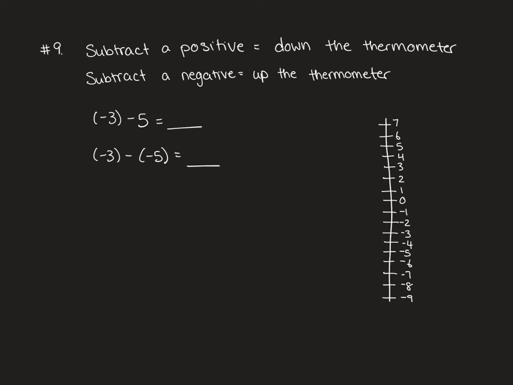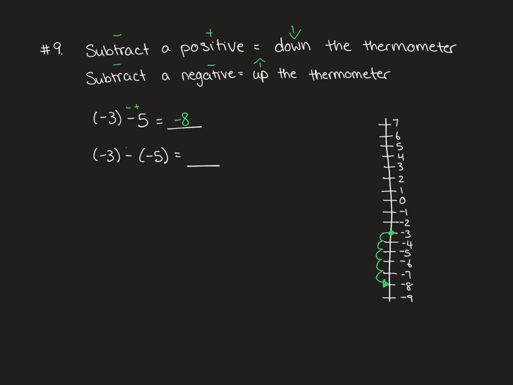Question 9 will get you to put this into practice a little bit of a different way, and they're going to get you to use the thermometer model. So they say when you subtract a positive, we're going to go down the thermometer, and when you subtract a negative, we're going to move up the thermometer. So if we look at our first one, 3 minus +5, if it's 3 minus 5, that's the same thing as minus +5. So when we subtract a positive, we're moving down. So we'll start at -3 and we'll go down 5. 1, 2, 3, 4, 5. So we will end at -8.